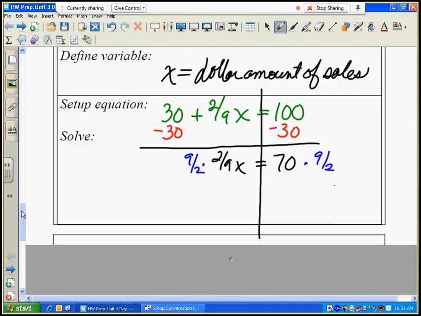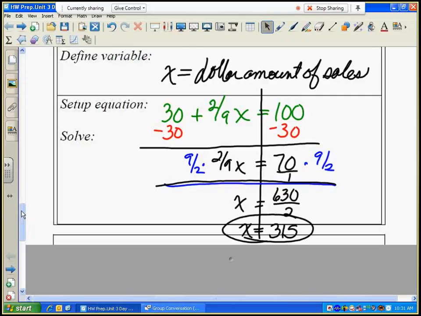Okay. All right. Remember that we can put that 70 over 1. And we end up with 630 on top over 1 times 2. That can be reduced. What it ends up being is 315. Okay. So if you make $30 plus 2/9 of your sales, you'd have to sell $315 worth of sales in order to make $100.